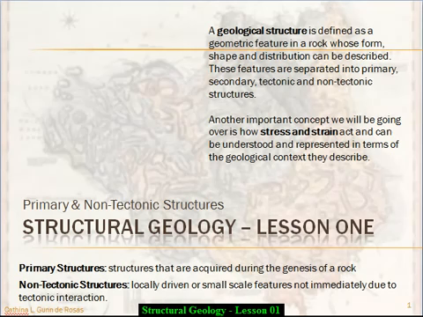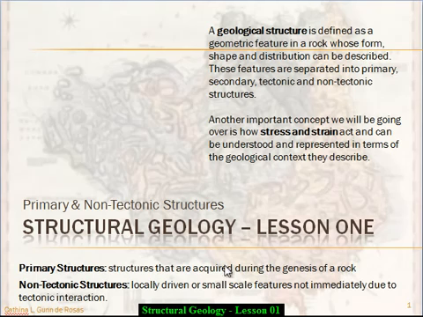So we're going to start with primary structures. These are structures that are acquired during the genesis of a rock, its original texture, for instance, when a magma freezes, or the original bedded content of a sedimentary rock, the original orientation, the original lineations that happen when magma flows or foliates. So we'll talk about primary structures.